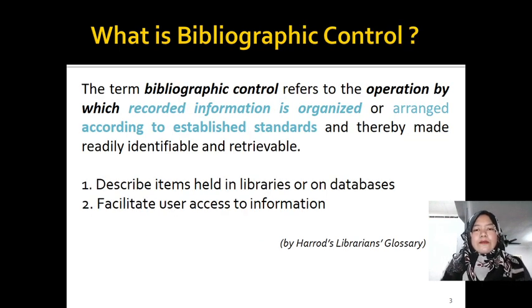The term bibliographic control refers to the operation by which recorded information is organized or arranged according to established standards and thereby made readily identifiable and retrievable. Recorded information is organized, so they organize information that has been collected, and then arrange it according to the standard so that people can identify and retrieve it later on. It also describes items held in libraries or in databases and facilitates user access to the information, based on the Harvard Libraries glossary.